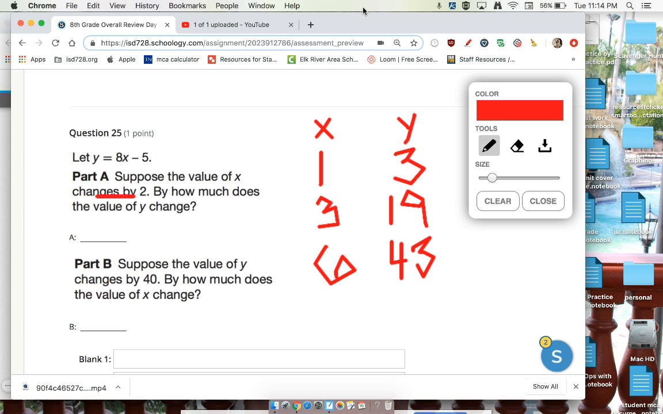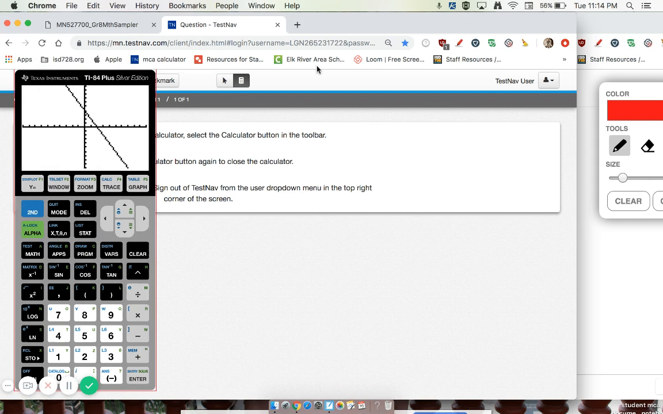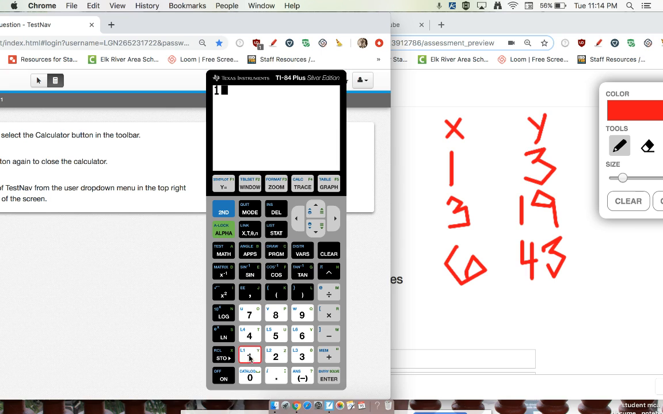And then I'm just going to see how my y changed. So I'm going to make this over here now so I can look at my writing. 19 take away, I always do big minus small. 19 take away 3 is 16. Now I'm going to do this one. 43 take away 19 is 24.